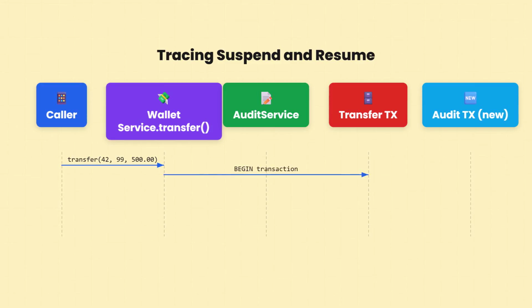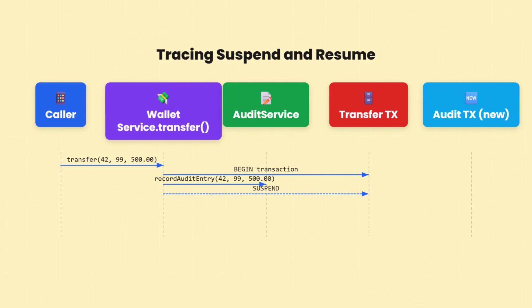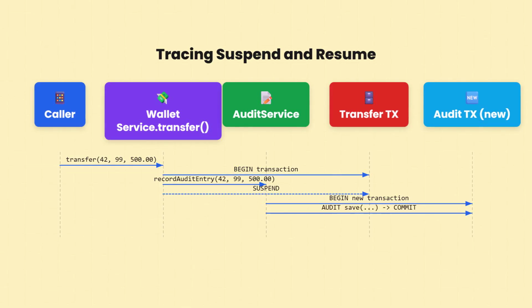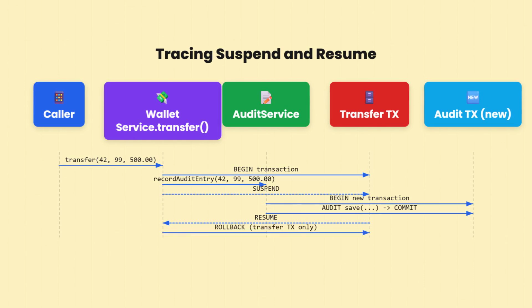Sender 42, receiver 99, $500. Transfer opens its own transaction first, exactly like before. Transfer calls recordAuditEntry, but now that method demands its own transaction. Spring suspends transfer's transaction, pausing it in place before recordAuditEntry runs. RecordAuditEntry opens a brand new, completely independent transaction of its own. It saves the audit row and commits that new transaction fully, right then and there. Only after that commit finishes does transfer's original transaction resume where it left off. The balance check still fails, so transfer rolls back, but only its own transaction, not the audit one.